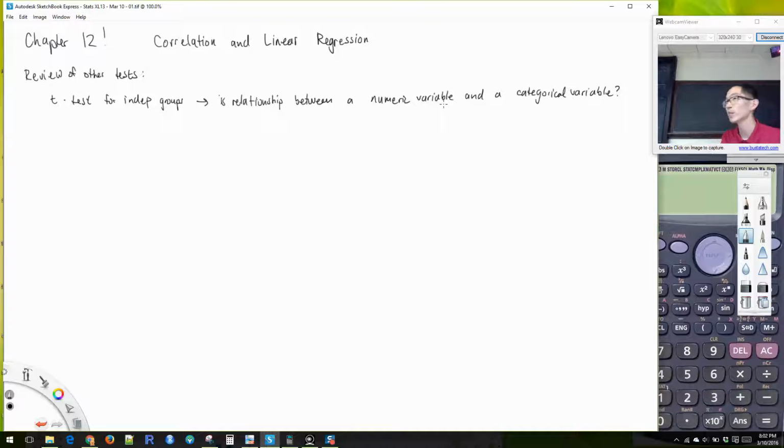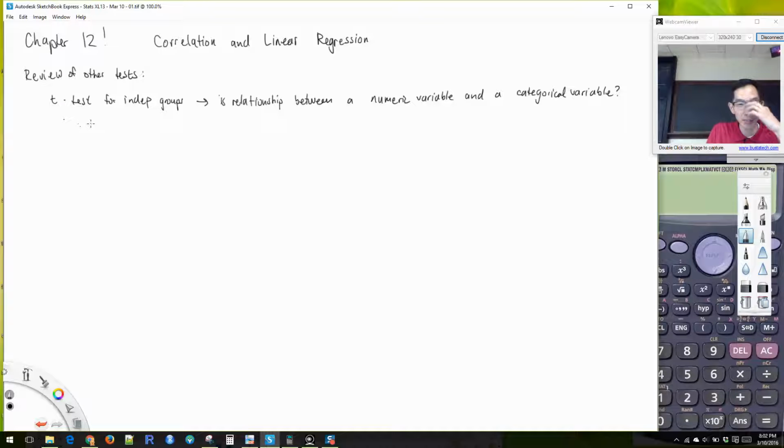Like, you want to know, is the numeric variable, I don't know, prothrombin time, whatever, is that different when people take one drug versus another drug? Is this value different for this group versus this group? So you have a categorical variable which splits the observations into two groups, and then you want to know, is there a relationship between those?